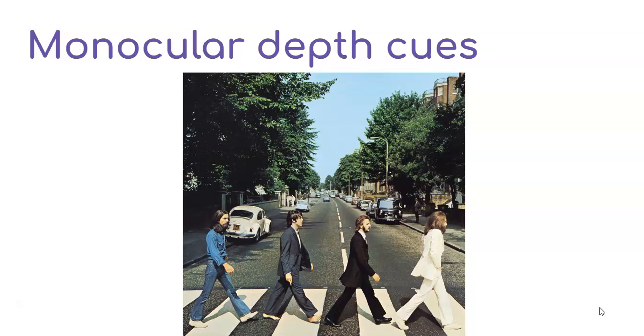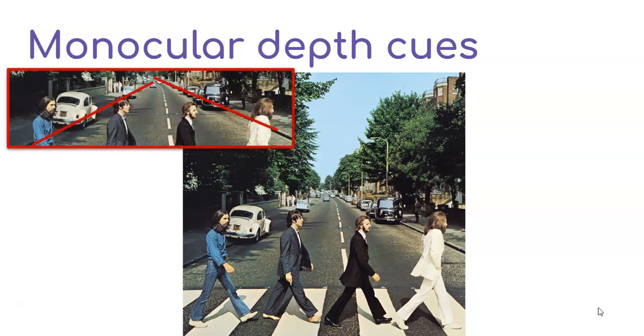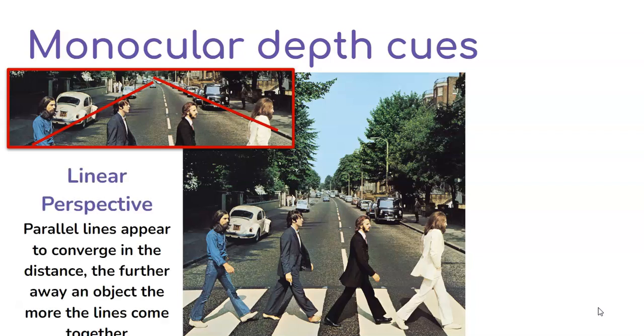We've also got two other monocular depth cues. If we look at the shape of the road here, we can use something called linear perspective. Now this is where parallel lines start to converge or come together in the distance. And the further away an object is, the more the lines come together. So where you've got the four men here at the front, the lines are far apart, so they're very close. But as the lines get closer and closer together in the distance, we know that's much further away because those parallel lines are starting to converge in the distance.